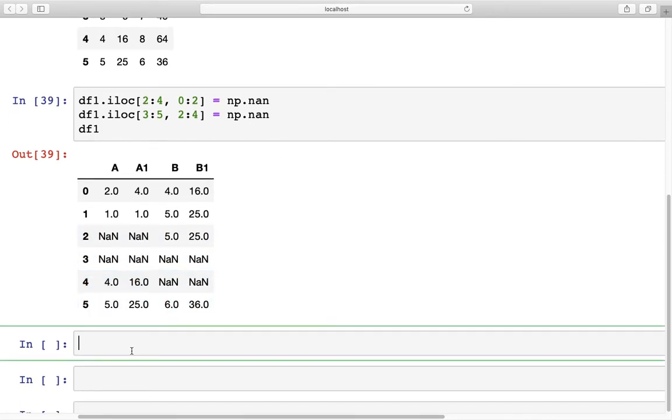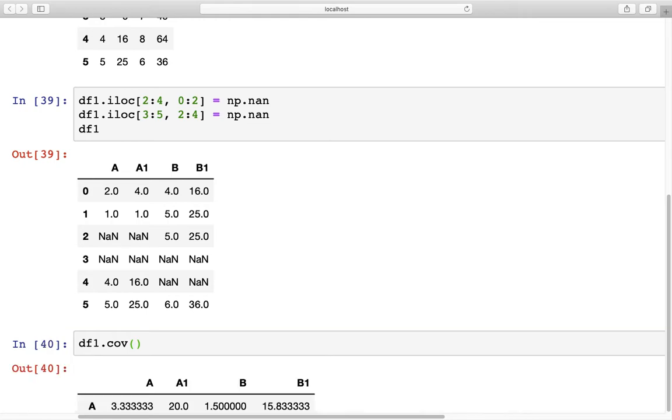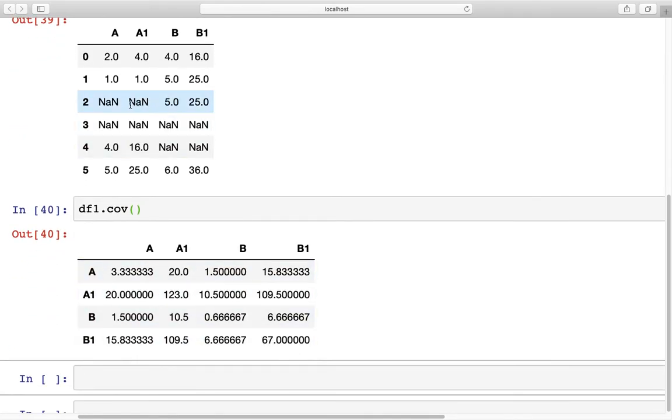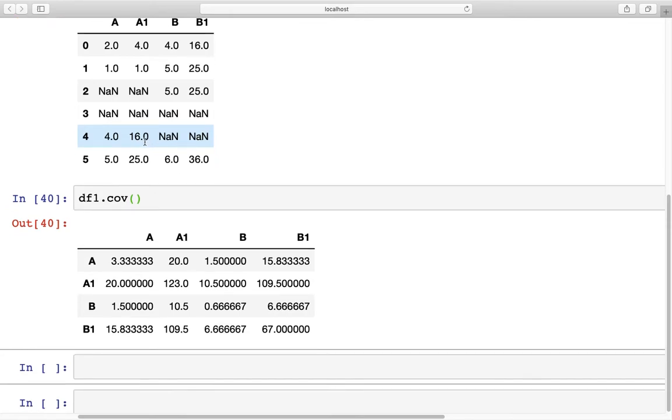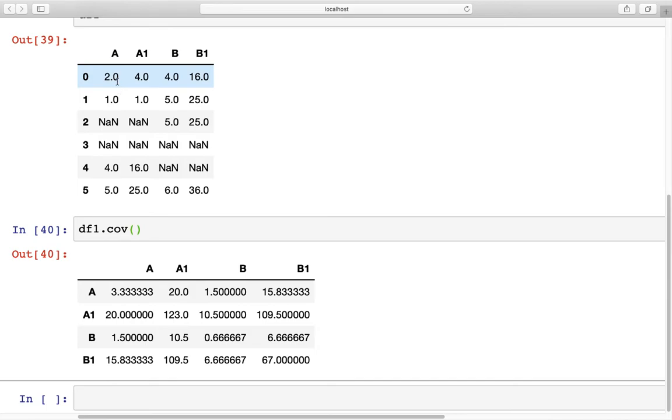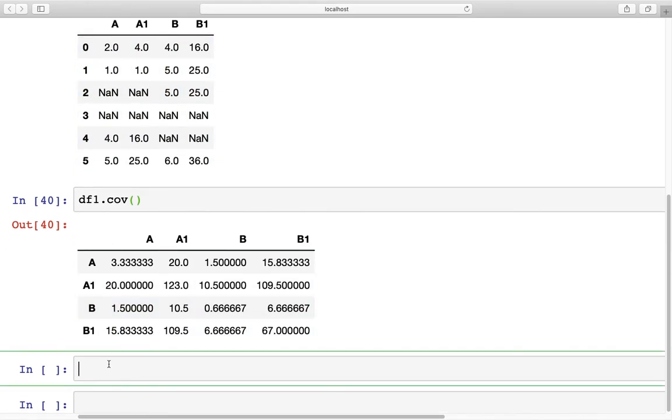Here if we calculate the covariance, so if we say df1.cov() and run this, we do get the covariance back where the NaNs are ignored. But if you are in a situation where you need to have a certain number of values in the calculation, then you can set it by using the minimum periods. For example, here we have only 4 numbers, but say you had to have 5 numbers in the column to calculate the covariance, then if you have just 4, you'll get a NaN. Let's see how that works.